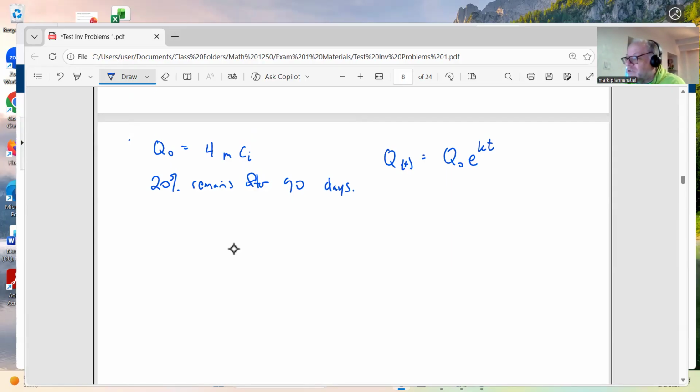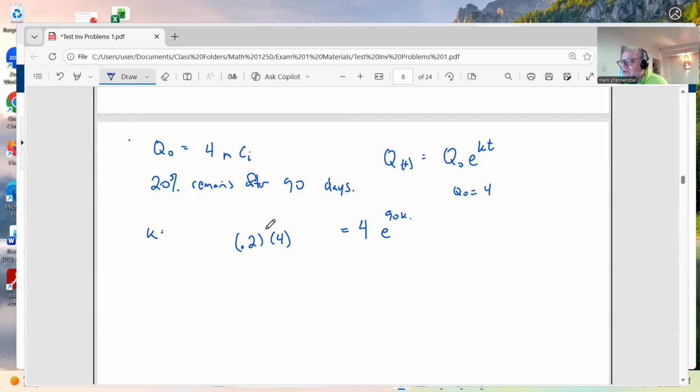So what was the initial amount? This was 4. Q sub 0 is equal to 4. How much is left after 90 days? There's 20% of that initial amount. So we're going to say 0.2, that's a fancy way to say 20%, times 4 is equal to 4e to the k, and then how many days was it? It was 90 days.